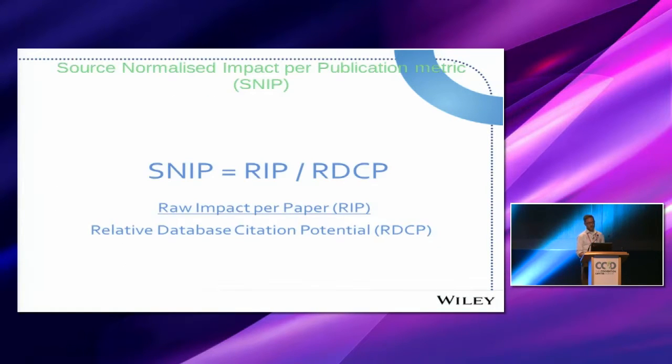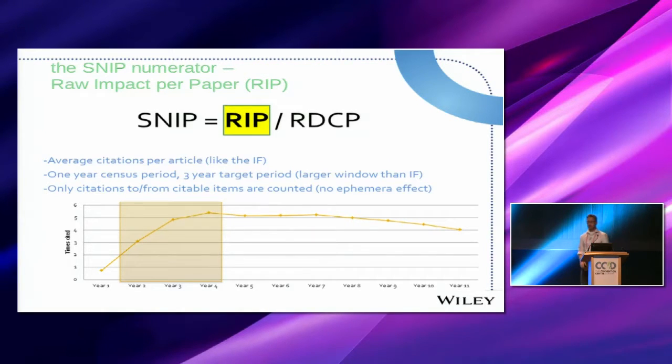And how does it do this? Well, the SNIP is calculated by the RIP, the raw impact per paper, divided by the relative database citation potential. Sounds very complicated, but let's break that down. So the RIP itself is a little bit like how the impact factor is measured. Average citations per article, has a 1-year census period and a 3-year window, so it's bigger than the impact factor. And only citations to and from citable items count. There's no ephemera effect, so it can't be gamed in that respect.